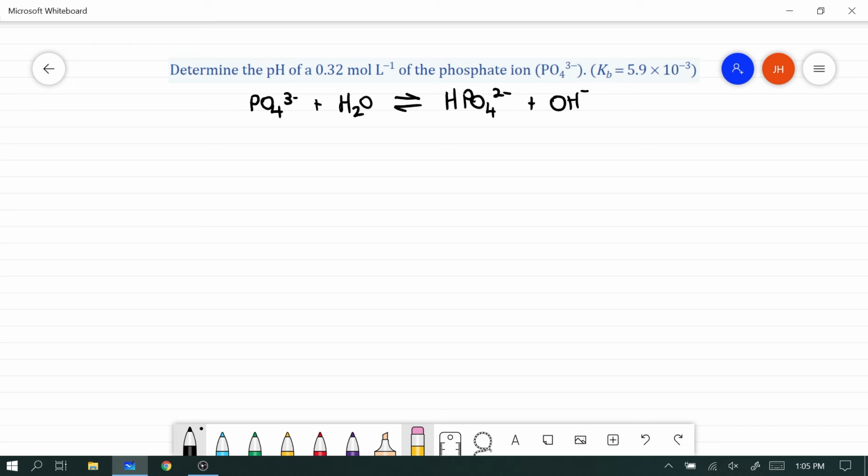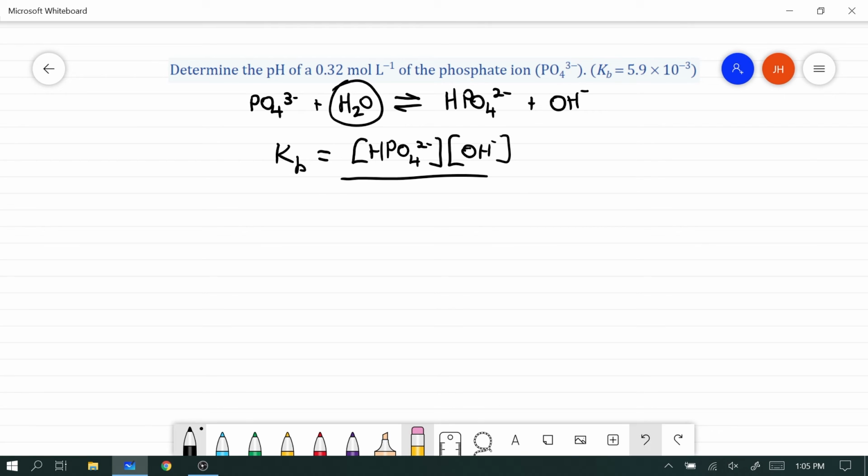That's pretty straightforward. We can then write the Kb expression next. So products first, all divided by our reactants, keeping in mind that water is a liquid, it will not be included, just like in the previous question. So it's just the phosphate ion down the bottom. We already know the phosphate ion, we've been given its concentration. The only thing that we're going to need to do is figure out these ones.